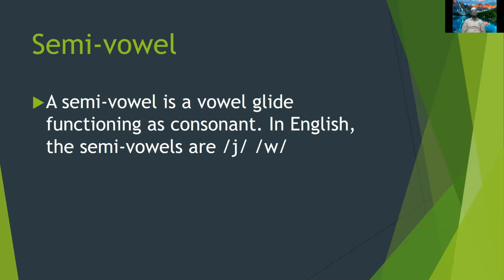Next, we're going to see semivowel. What is a semivowel? A semivowel is a vowel glide functioning as a consonant. It's not a vowel, but it's a consonant. In English, the semivowels are only two: y, w. Yummy, yawn, yeah; wobble, watch, walk, work.